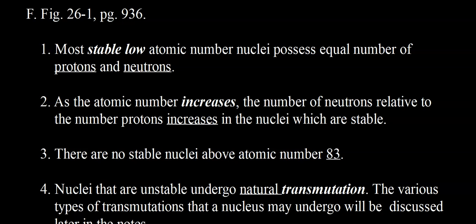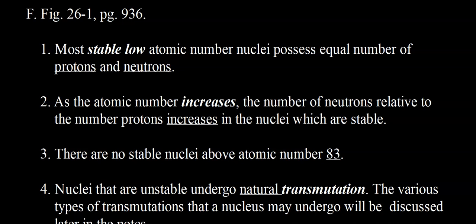So these nuclei that are unstable undergo natural transmutation. Transmutation is just a fancy word for turning into a different substance, turning into a different element. Various types of transmutations that a nucleus may undergo will be discussed later. Just reviewing from Chem 1, we're talking about things like alpha decay and beta decay and positron emission and all of those.